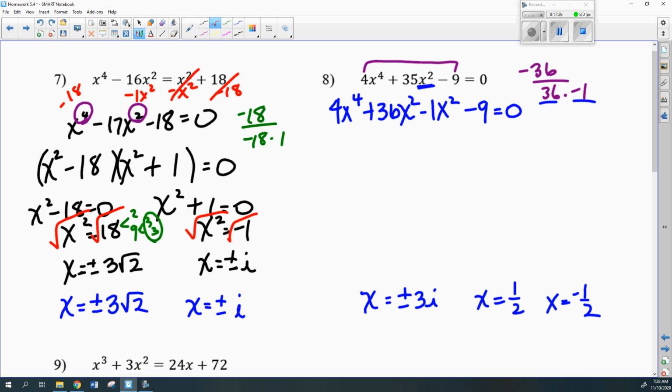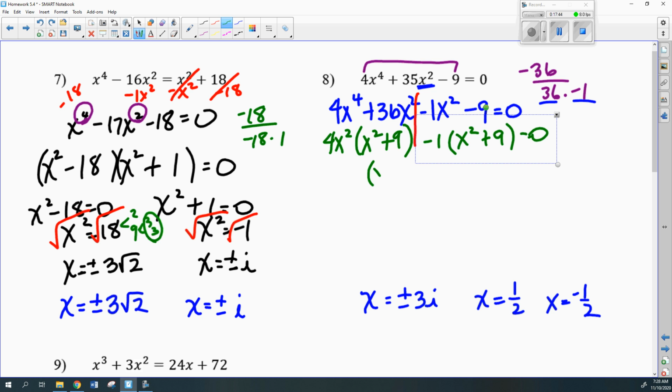All right, so now we're going to factor by grouping. And let's see, I have a 4x squared in common, using an x squared plus 9. And the only way to get x squared plus 9 on the other side is to take out a negative 1. All right, and so then x squared plus 9 is one of my factors, and 4x squared minus 1 is the other factor.